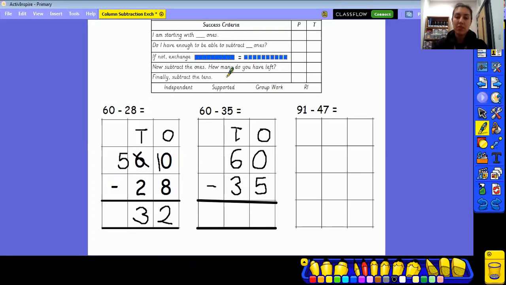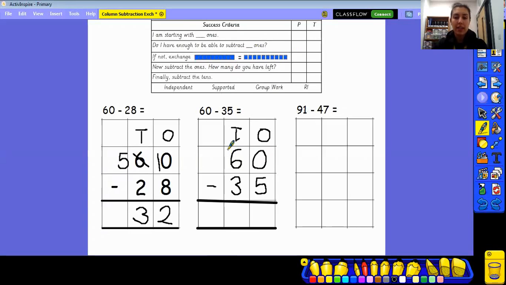Now I can follow my success criteria to be able to work out the answer. So I am starting with, once again, the number on the top is what I'm starting with. I'm starting with 0 ones. Do I have enough to be able to subtract 5 ones? No, because 0 is too small. So I can't do 0 take away 5. So that means I need to make an exchange.